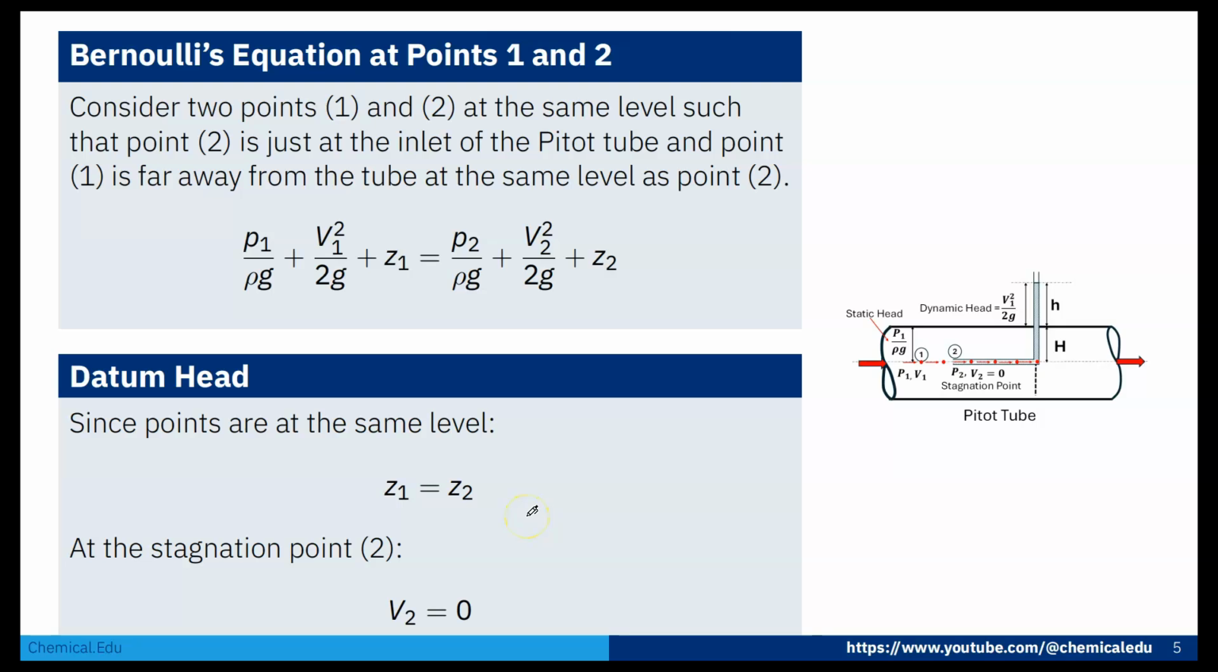Now apply Bernoulli's equation at point 1 and point 2. We know the Bernoulli equation: P1 by rho g plus V1 square by 2g plus Z1 is equal to P2 by rho g plus V2 square by 2g plus Z2. If we consider the center line as the datum, Z1 is equal to Z2. At the stagnation point, V2 is 0, and Z1 and Z2 cancel out.